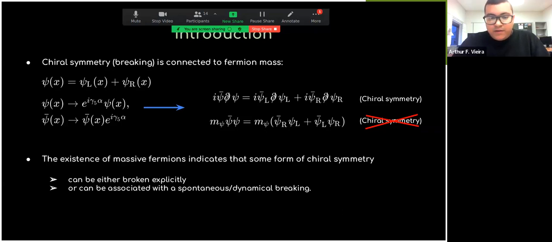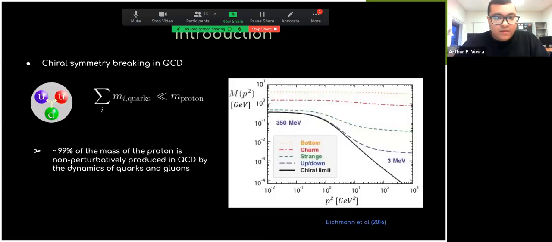And this can happen either explicitly, for instance by an explicit term in your Lagrangian, like a mass term, or it can be broken through a mechanism of spontaneous or dynamical breaking. And it's this second mechanism that we will focus on from here on. Let me discuss where we find chiral symmetry breaking in nature.